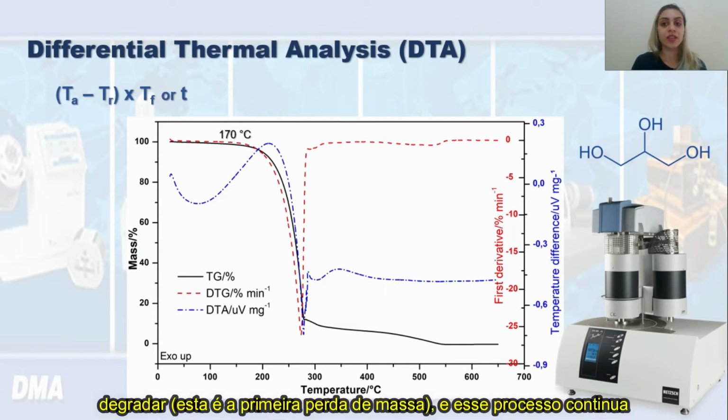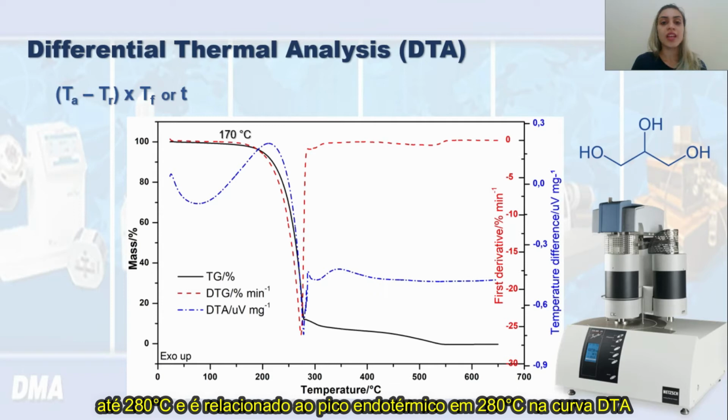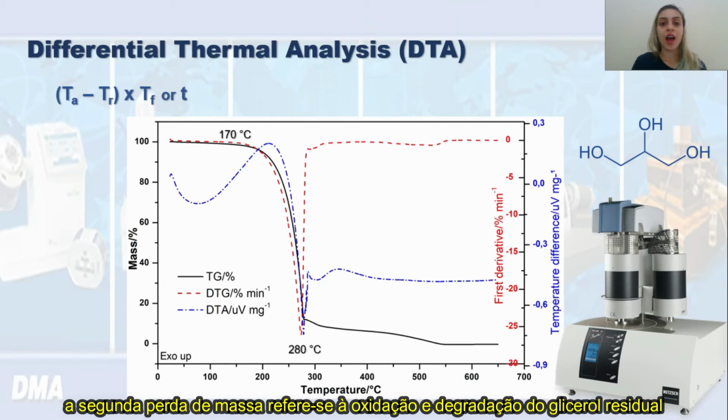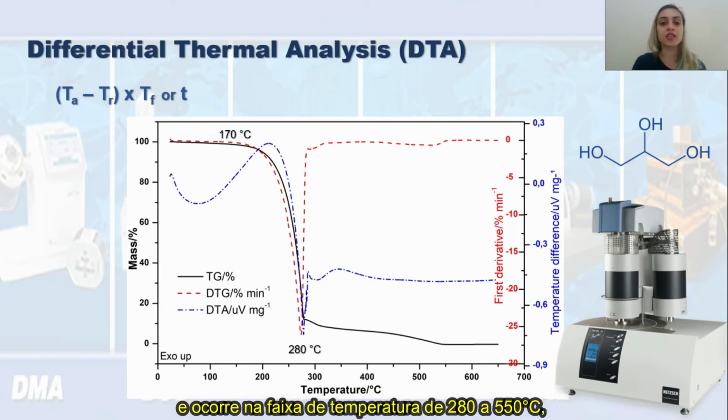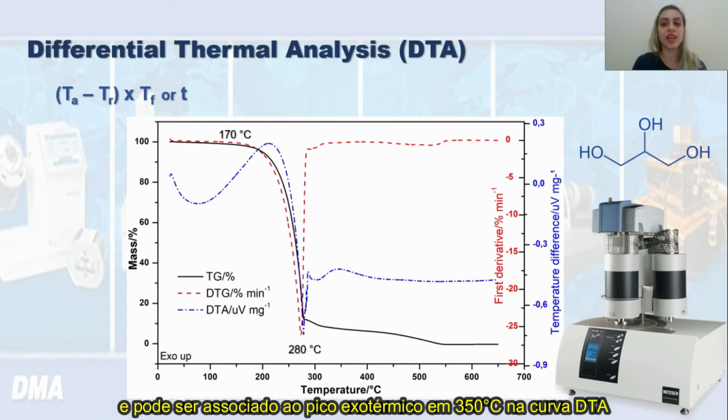This is the first loss of mass, and this process continues up to 208 degrees and is related to the endothermic peak at 208 degrees in the DTA curve. The second stage of mass loss refers to the oxidation and degradation of residual glycerol and occurs in the temperature range of 208 to 550 degrees, and can be associated with the exothermic peak at 350 degrees in the DTA curve.